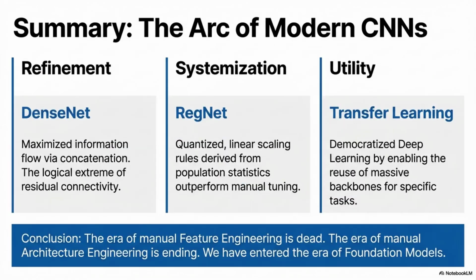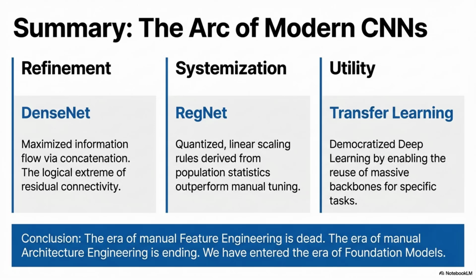And this slide really summarizes the entire arc that we've just discussed. We started with the architectural refinement of DenseNet, which maximized information flow. Then came the systemization with RegNet, which discovered design principles statistically. And finally, we arrived at widespread utility through transfer learning, which democratized access to all these powerful models.